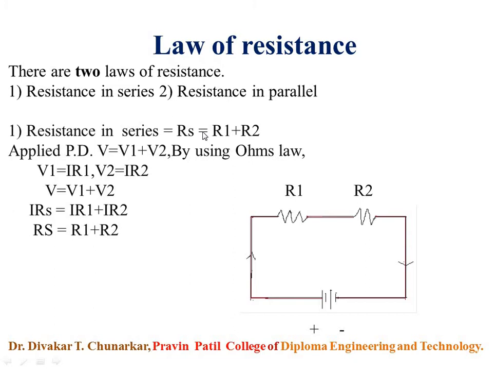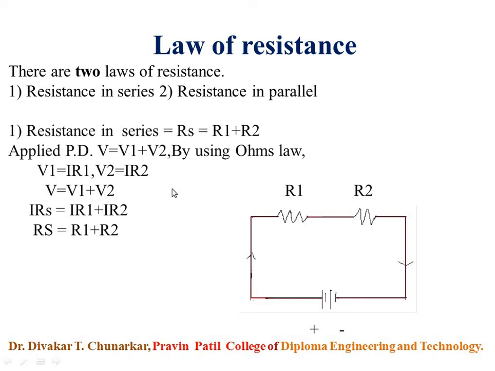It is to be noted that the same current flows through both resistors. So this is R1 and R2, the two resistances. When we apply the potential difference V, V equal to V1 plus V2, because V1 is for R1 and V2 is for R2. So the total potential difference V equal to V1 plus V2, where V1 and V2 are the potential differences across the resistors R1 and R2.